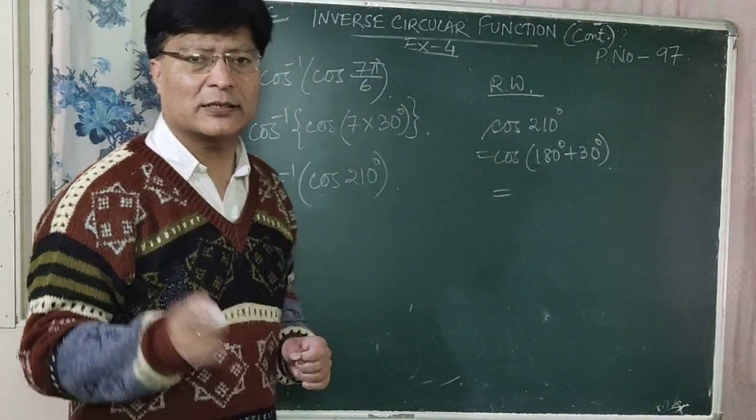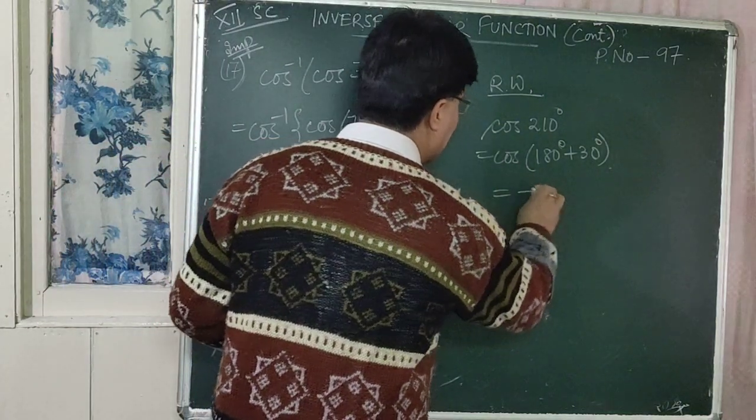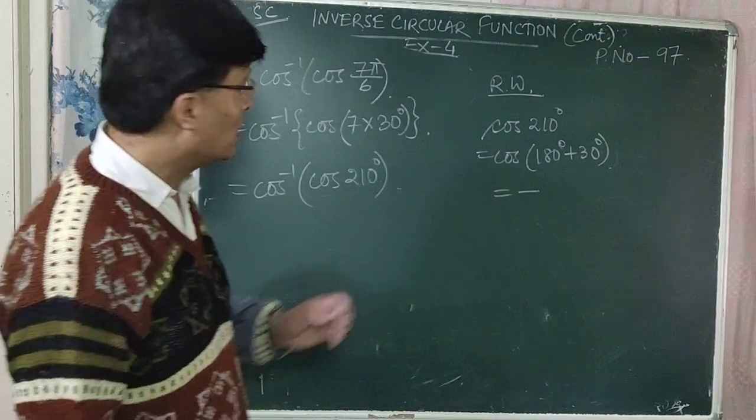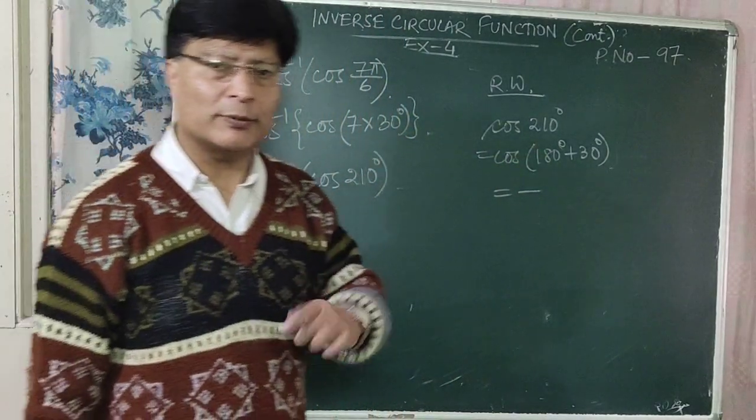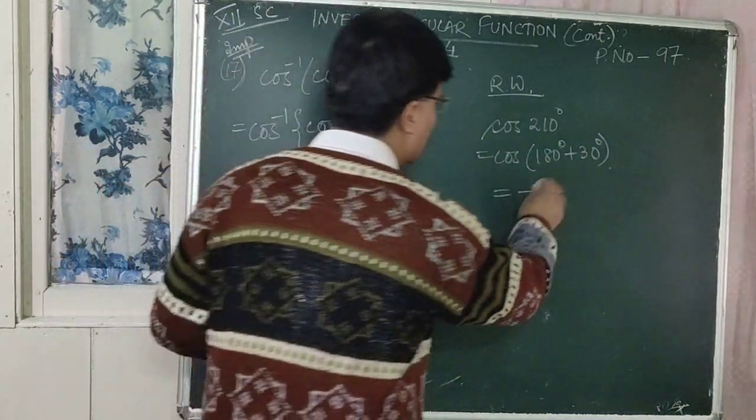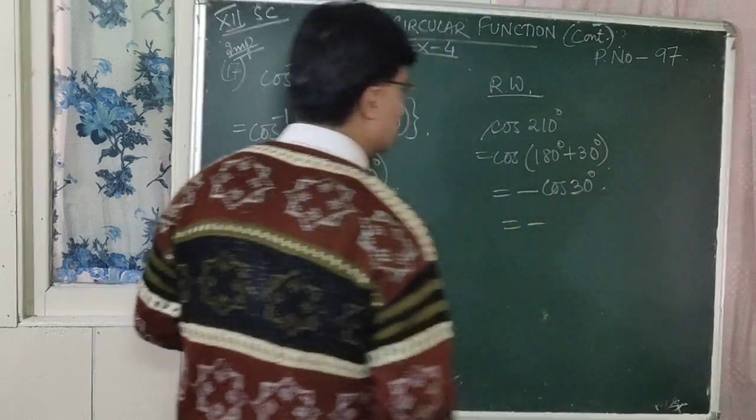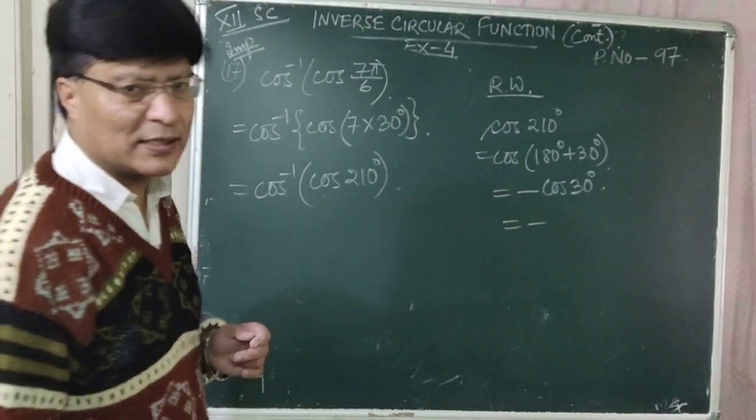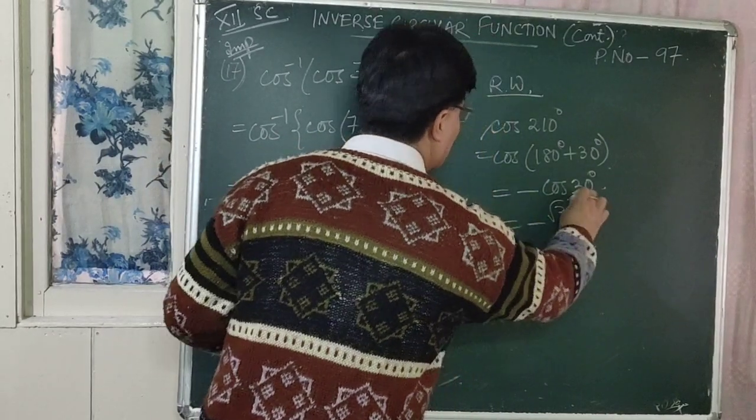180 plus theta lies in the third quadrant, right? And in the third quadrant cos is always negative. You have to write down the negative sign. Since 180 is an even multiple of 90, cos remains the same. So you can have minus cos 30 degree, which is how much? Cos 30 degree is root 3 by 2.